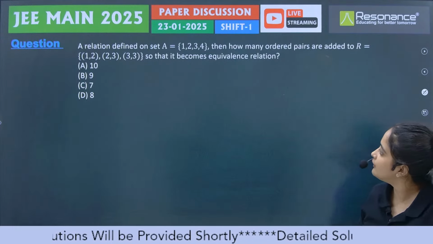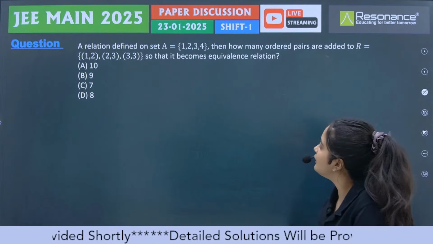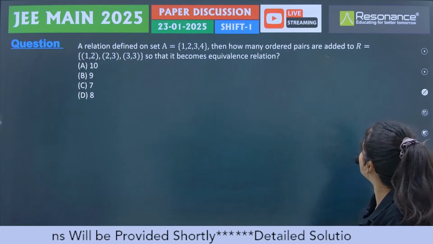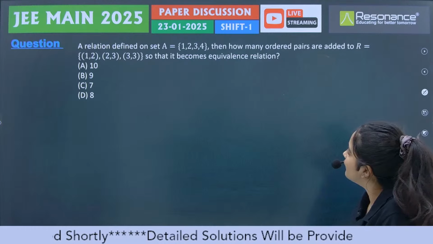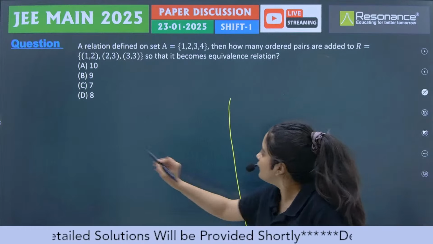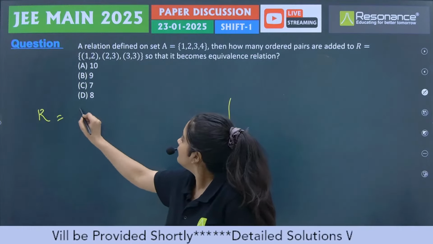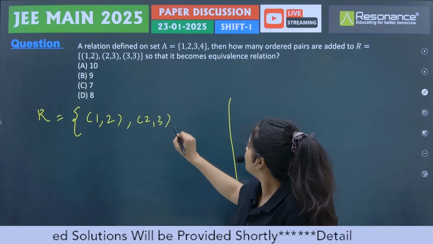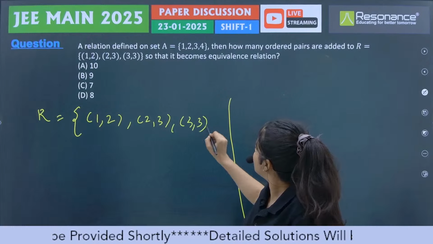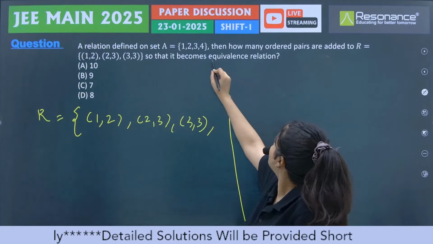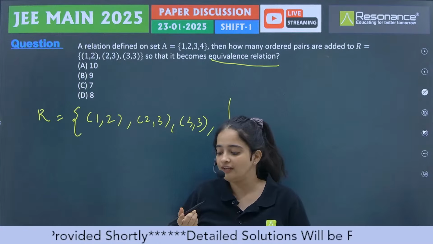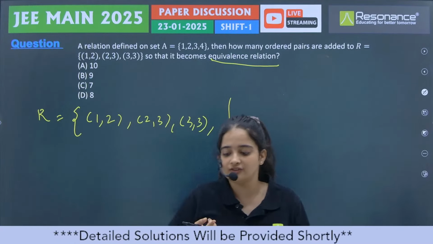Moving forward to the next question, you are given a relation defined on set A = {1, 2, 3, 4}. Then how many ordered pairs are added to R? What is R? R equals {(1,2), (2,3), (3,3)}. These three elements are already given and I have to make it an equivalence relation.